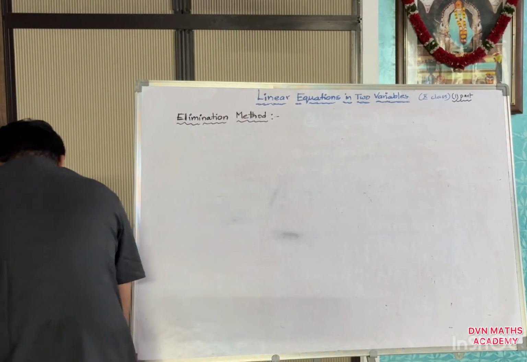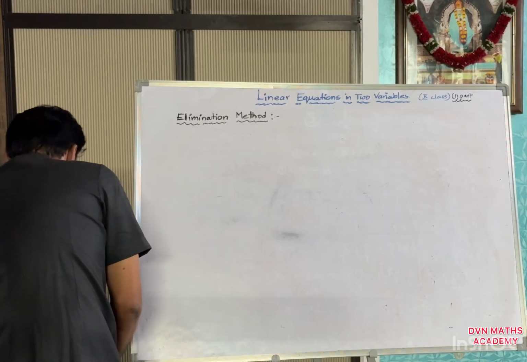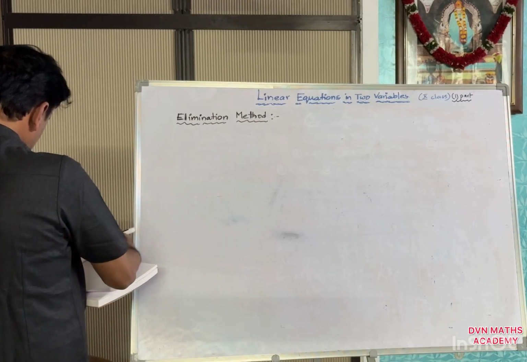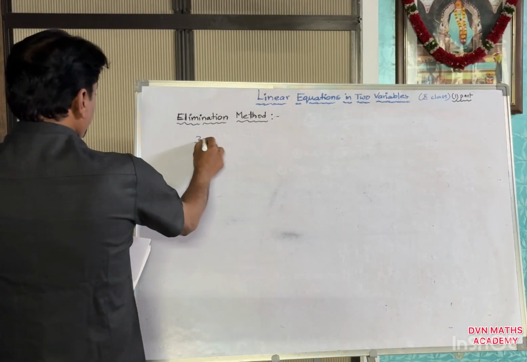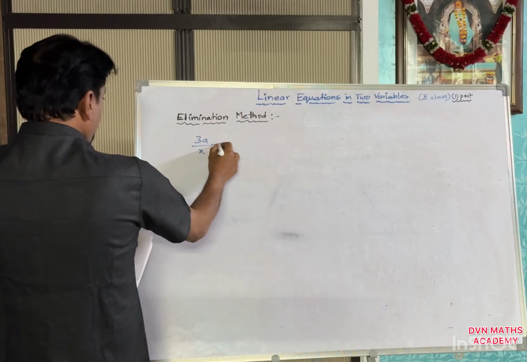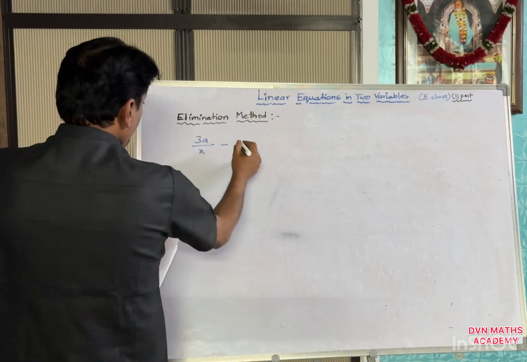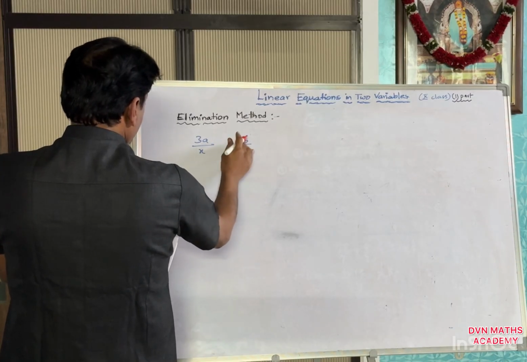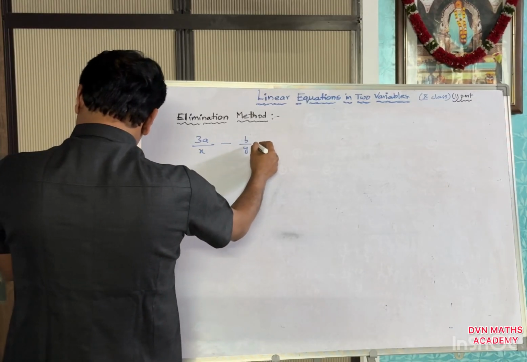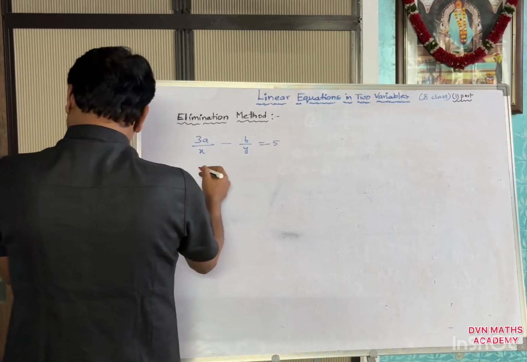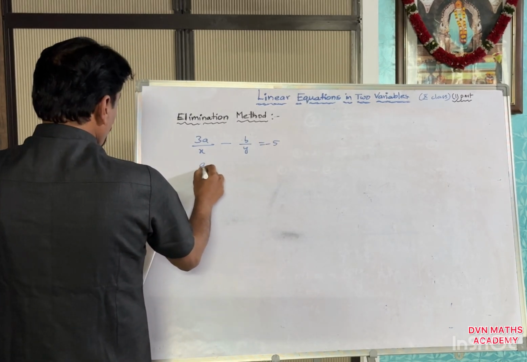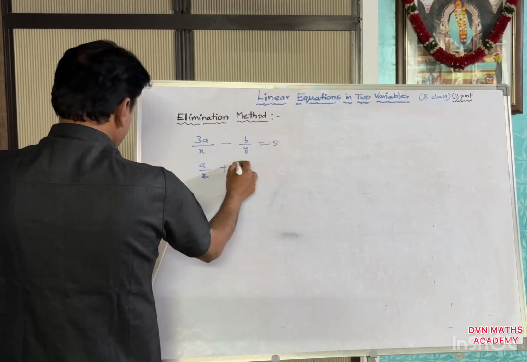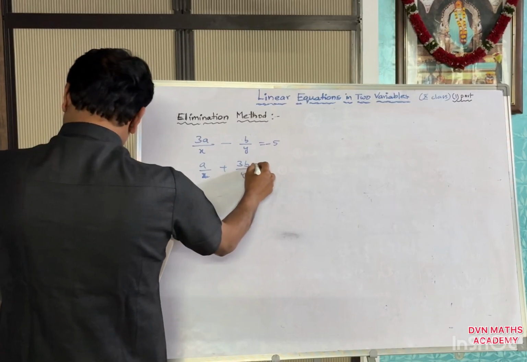My fourth question is 3a by x minus b by y is equal to minus 5. The second equation is a by x plus 3b by y is equal to 2.